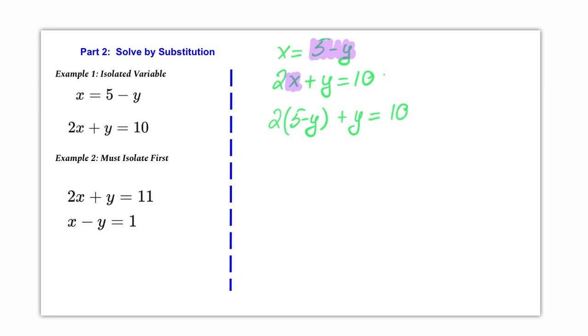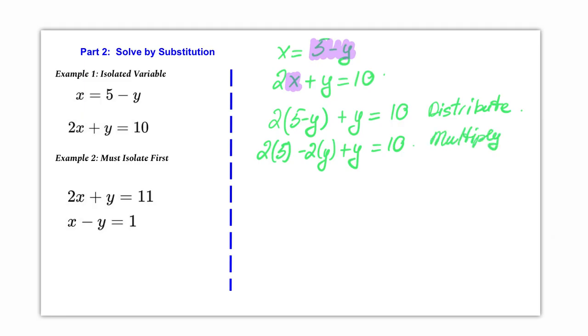All right, now we're going to distribute. And what does this mean? It means that 2 is multiplied with 5, and then 2 is multiplied with y. Okay, so we're going to multiply. 2 times 5 is 10. Negative 2 times y is negative 2y, plus y equals 10.